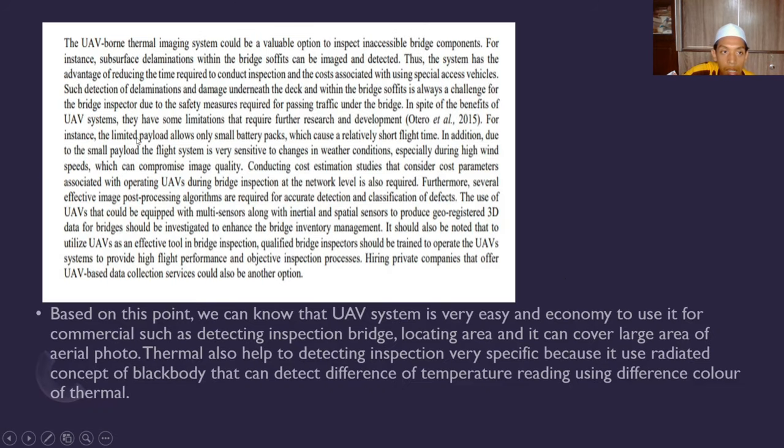Next, from this statement, we can know that the UAV system is very easy and economical to use for commercial purposes such as detecting and inspecting bridges, locating areas, and it can cover a large area with aerial photos. Thermal imaging also helps to detect defects very specifically because it's based on the radiated concept of a black body, which can detect differences in temperature reading using different colors of thermal.